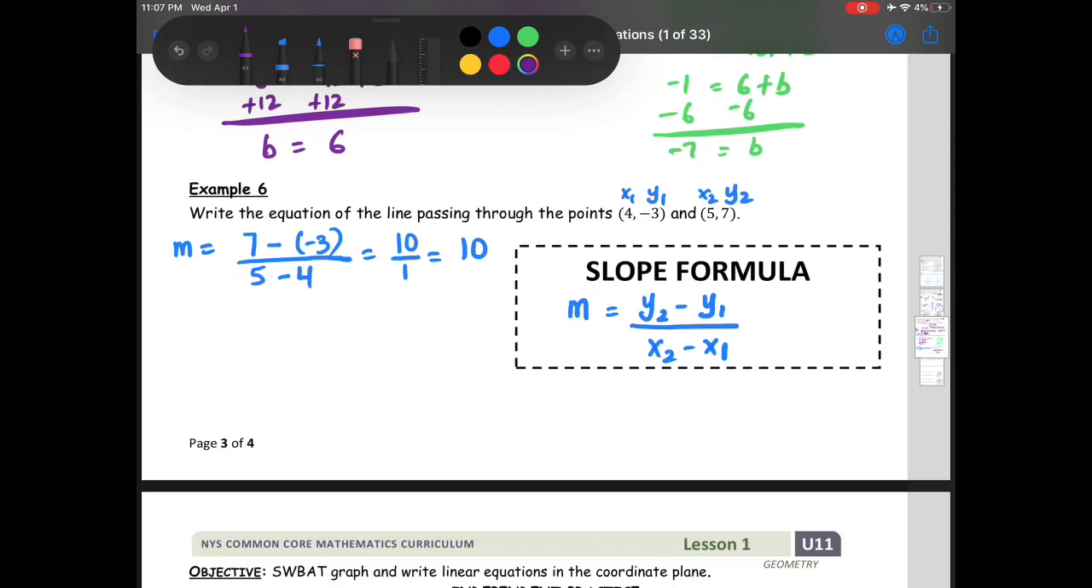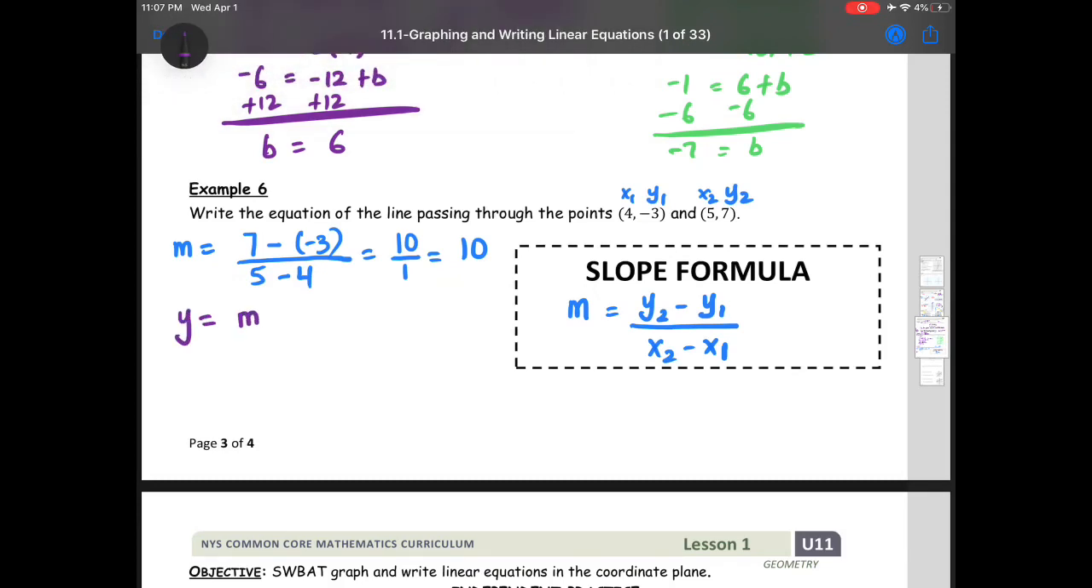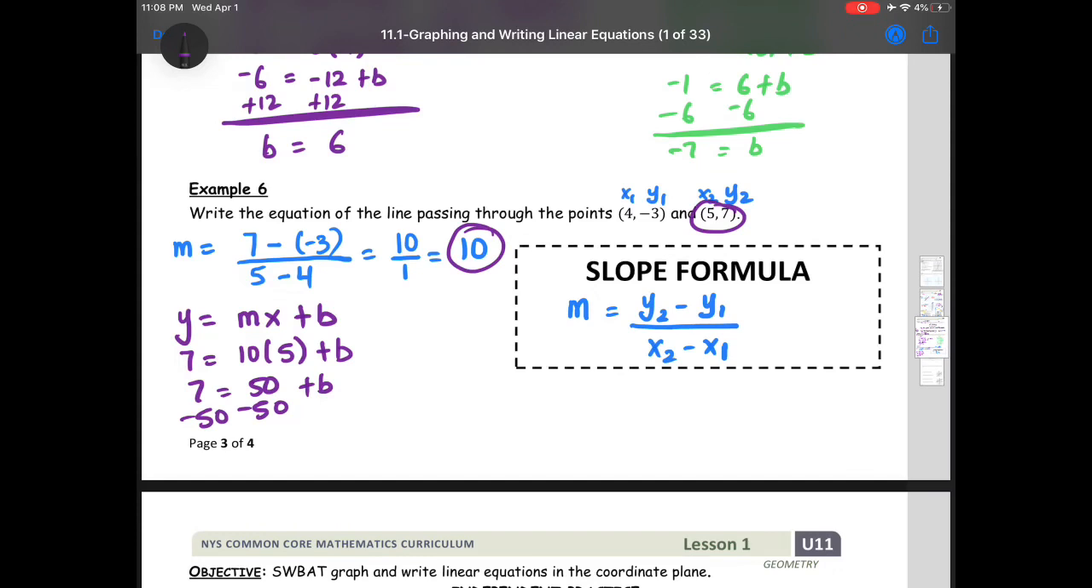Now I want to find B, right? So now you know how we found B in the previous questions, right? If you have a point, so pick any point. I'm going to pick, I don't like negatives, so I'm going to pick 5 and 7. I'm going to substitute that in here for y and x, and I'm going to use this slope and find my B. So my y is 7 is equal to 10 times 5 plus b. 10 times 5 is 50 plus b. Subtract 50. What do I get? B is equal to -43.